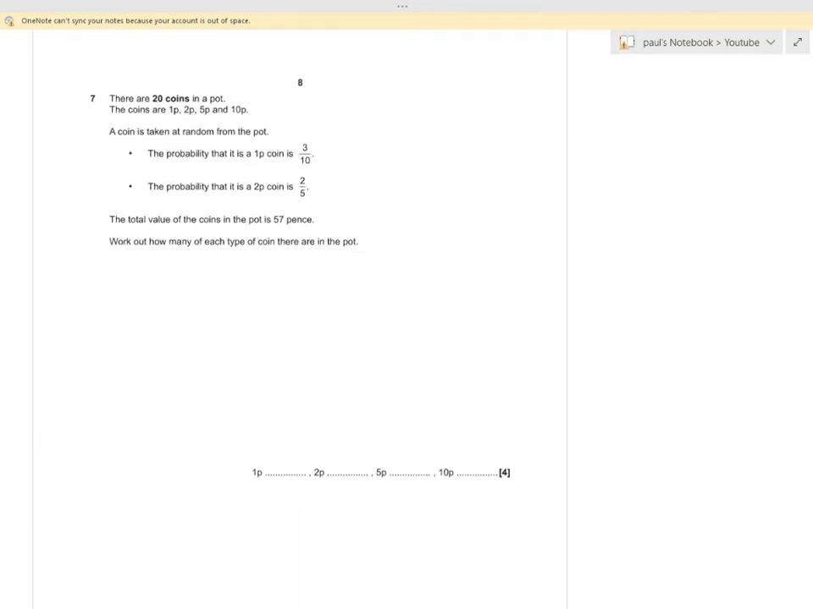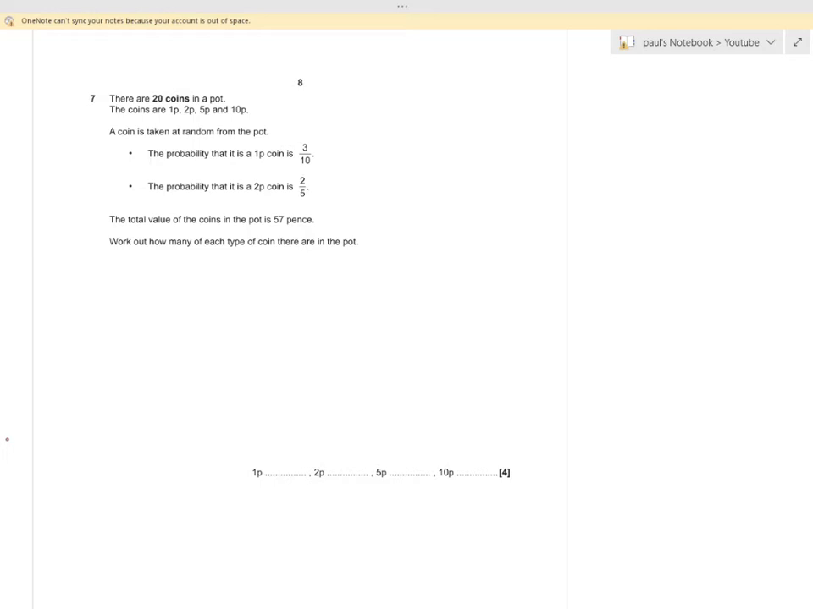Right, okay, let's go to number 7. There are 20 coins in a pot. The coins are 1p, 2p, 5p and 10p. A coin is taken at random from the pot. The probability of the 1p coin is 3/10. The probability of the 2p coin is 2/5.